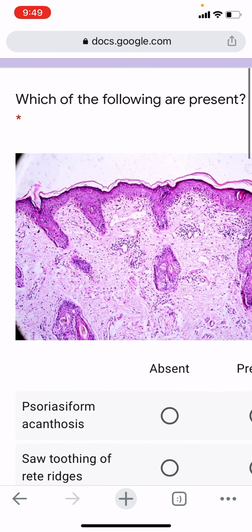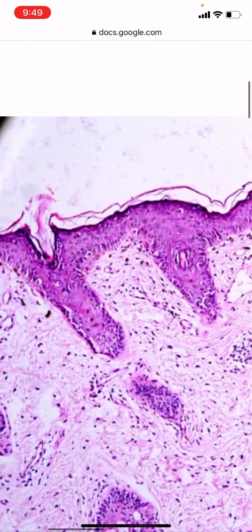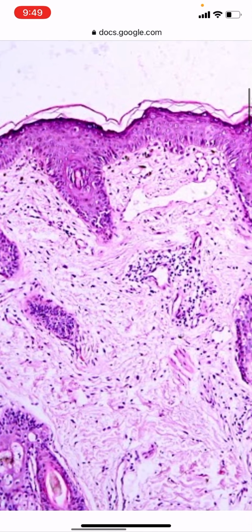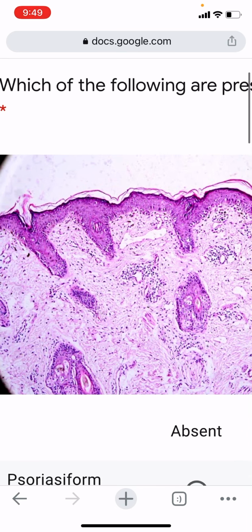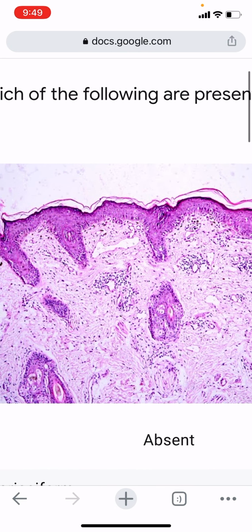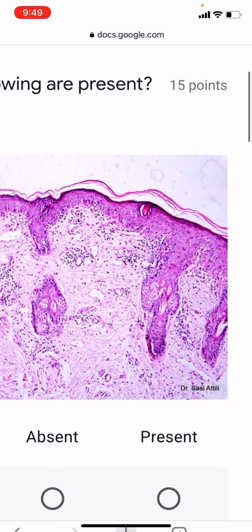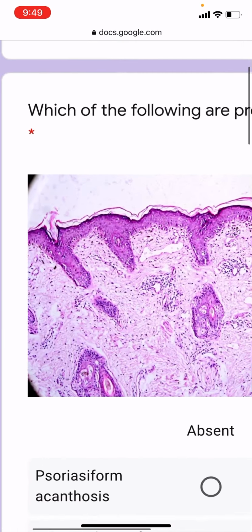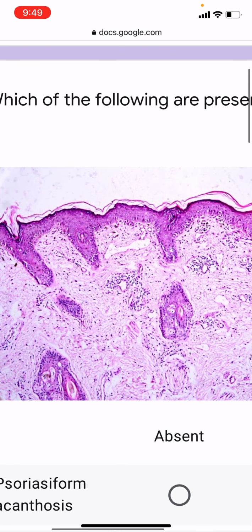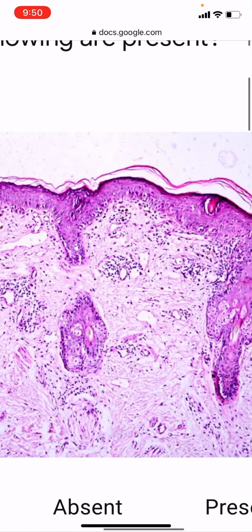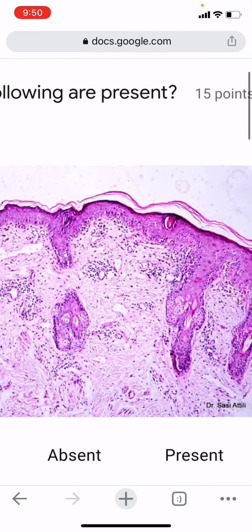So all these are basically follicular units. This is one follicle, this is another follicle. You can see the deeper connection to the underlying follicular unit here in the dermis. So all these are follicular units. Now these are not sawtooth rete ridges. I think some of you got confused by them, and the question was put purposely to confuse you. These are all just follicular units.